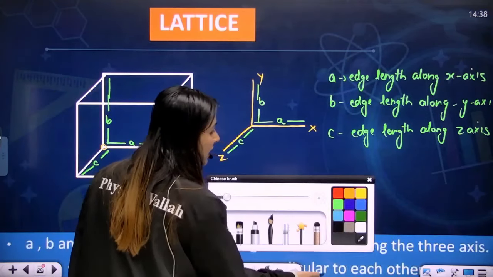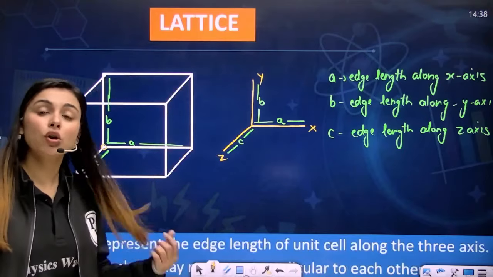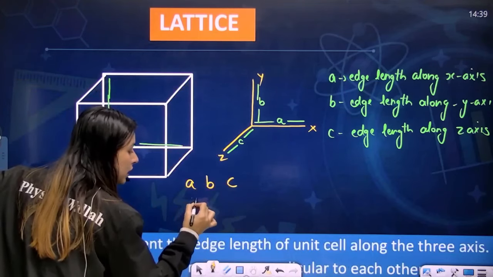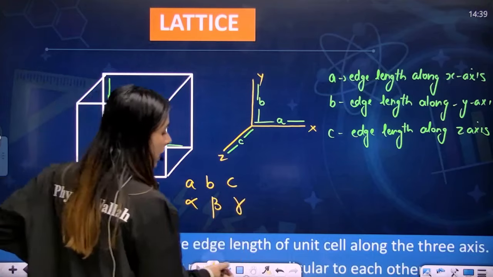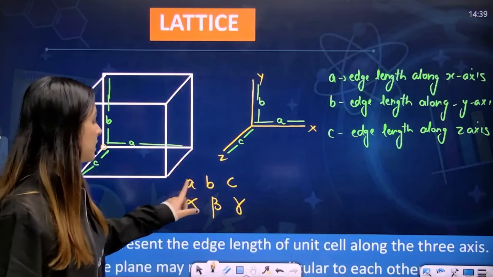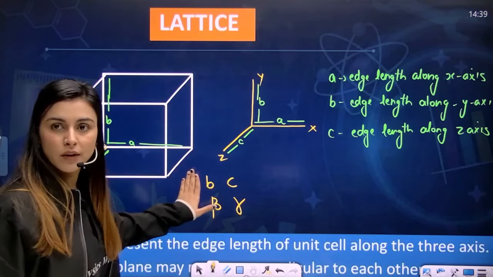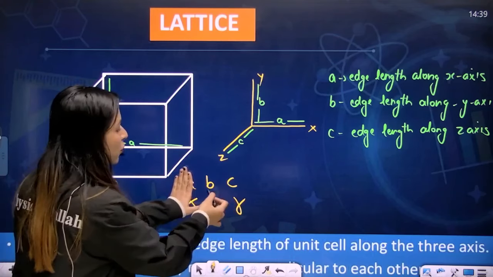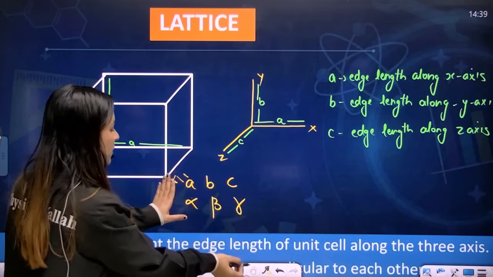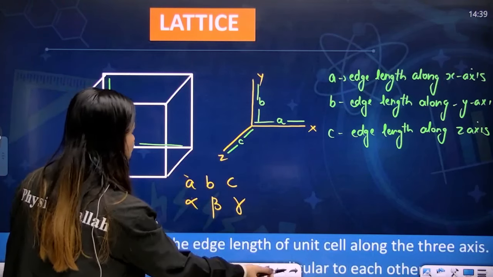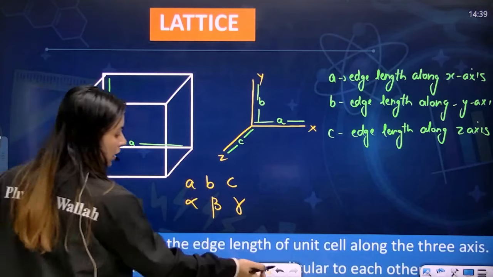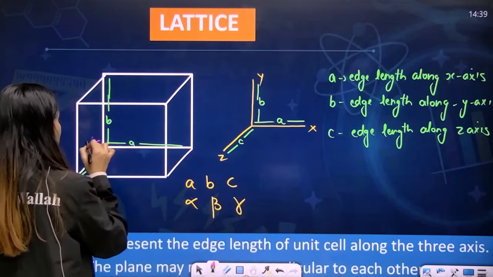After that, my dear students, I'll just let you know a trick. With that, you can also find the angles between the edges. So you write A, B, C, alpha, beta, gamma. Now how can you find out which angle is which? Let's say I want to see the alpha angle. Just put a hand over it. You will see that the two edges which are still visible, alpha will be the angle between these two. So alpha is the angle between B and C. This angle is your alpha angle.